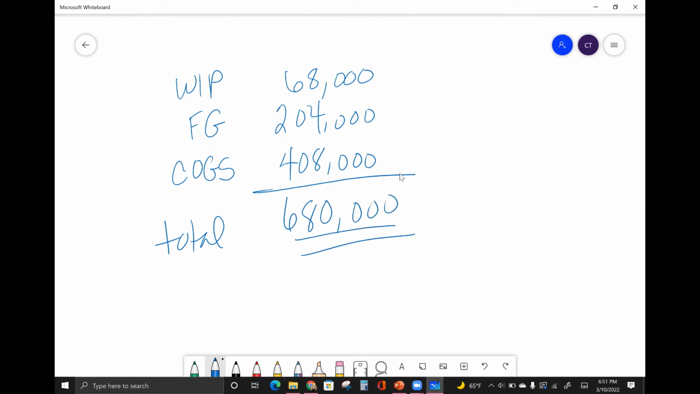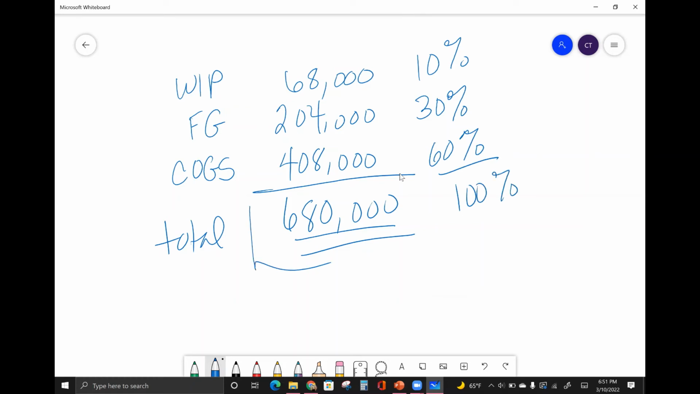Okay, so I need to figure out what percentage is in each one of the accounts that makes up that total. So I'm going to take 68,000 divided by 680, so I have 10%. Then I'm going to do my 204 divided by my 680, and that one's 30%. And then I have my 408 divided by 680, so that should be 60%, to come up with 100%. So I'm just using the totals so I can figure out what percentage of the 30,000 is going to go in each one of those accounts. So this is how we're allocating.